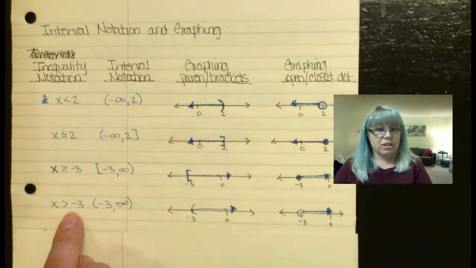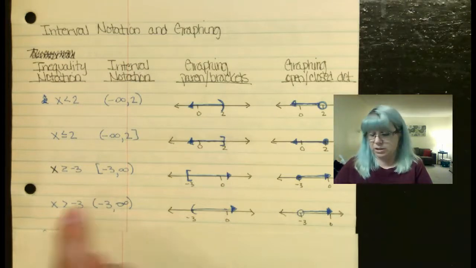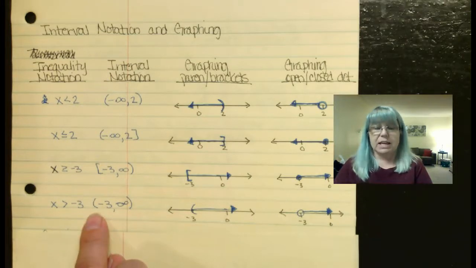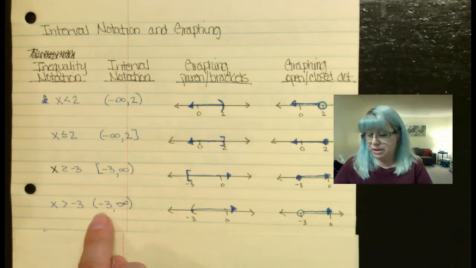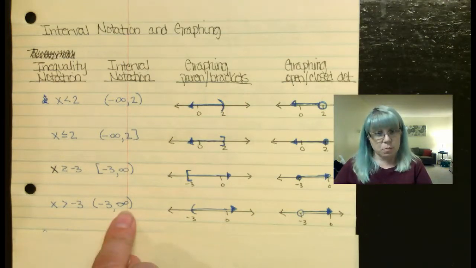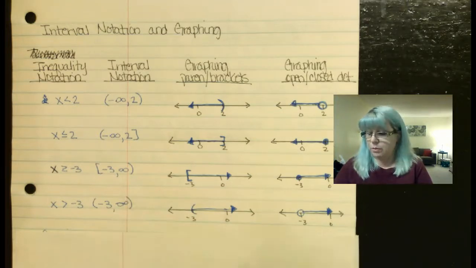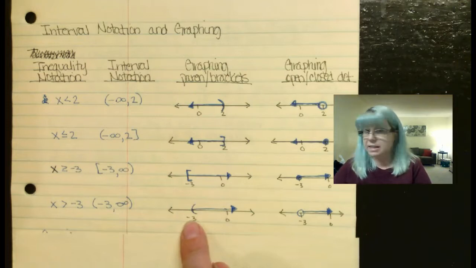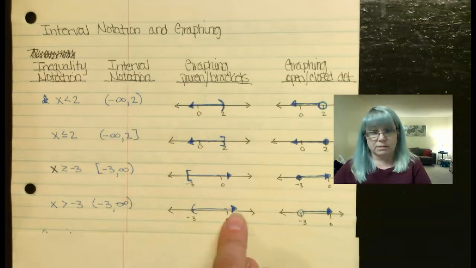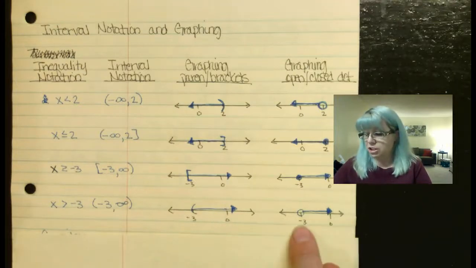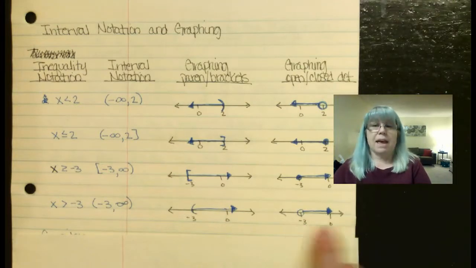X is greater than negative 3. Now we're not including negative 3, so it's going to be a parenthesis in the interval notation. So it's parenthesis negative 3 all the way up to positive infinity, and then parenthesis. Likewise, with the graphing, we're going to use a parenthesis and not a bracket because we're not including it, and pointing it to the right. If it was dot notation, it would be an open circle and pointing to the right.